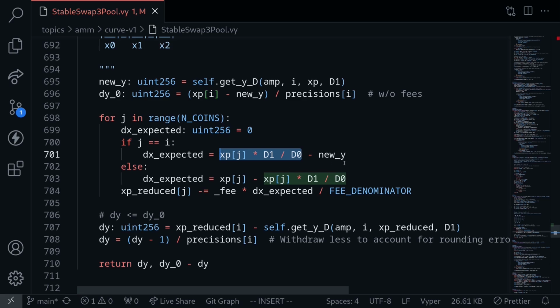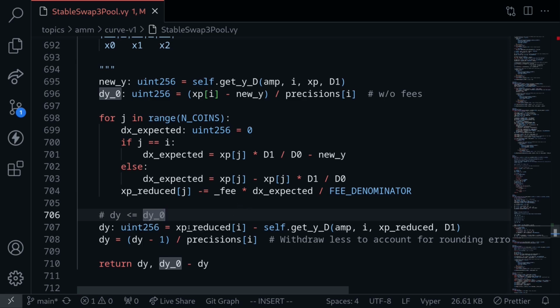However, the actual amount that we're removing is this new Y. Taking the difference, this will give us the difference between the ideal balance after removing liquidity and the actual amount after removing liquidity. Otherwise, if j is not equal to the token that we're removing, the ideal balance is again given by XP of j times the decrease in liquidity, D1 divided by D0. The actual amount will be XP of j since we're not removing any tokens from these tokens. Once we calculate this difference between the ideal balance and the actual balance, we multiply this by the fee to calculate the imbalance fee. Once the imbalance fees are calculated, the next part is to calculate the actual amount of tokens that will leave this pool.